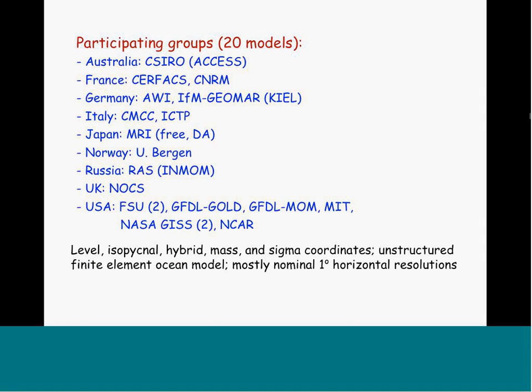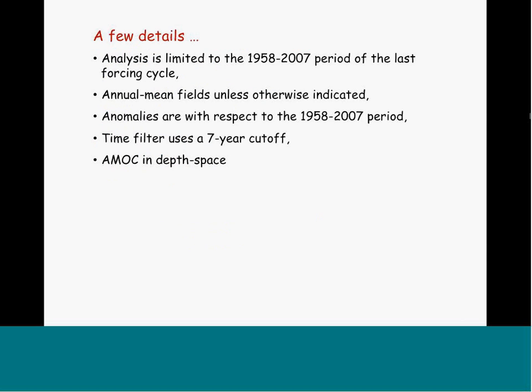The groups represent pretty much all of the ocean modeling groups around the world, with different coordinate systems and nominal 1-degree resolution. We use only the analysis from the last 50 years, annual mean fields, and anomalies are with respect to those 50 years. A 7-year cutoff is used here. We looked at AMOC in density space as well, but most of the things I'm going to show are very similar in depth space, so I'm focusing on depth space AMOC.